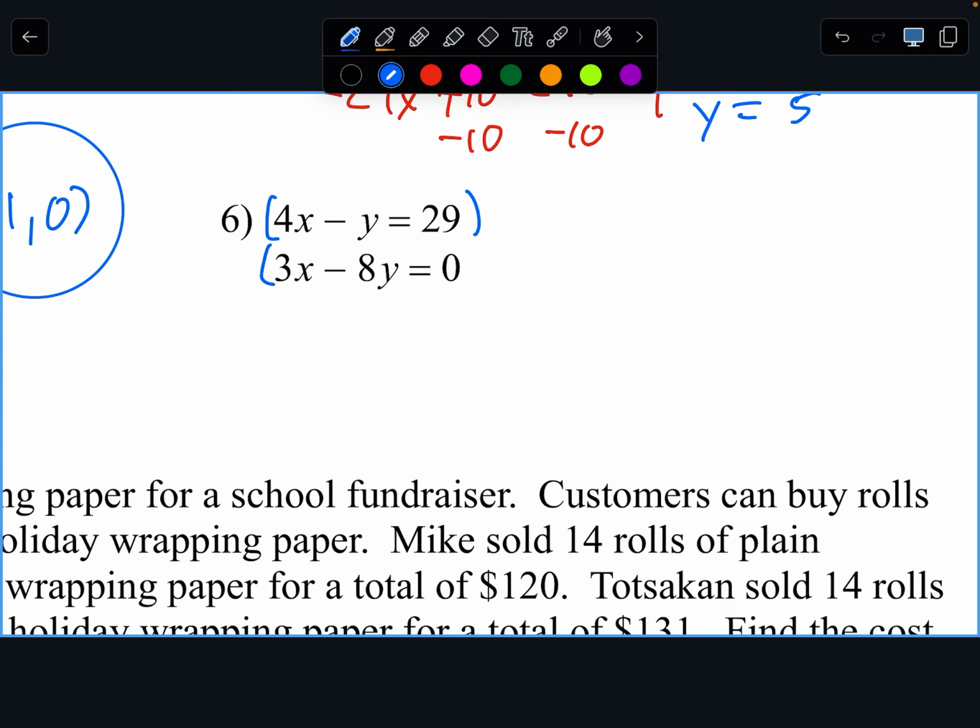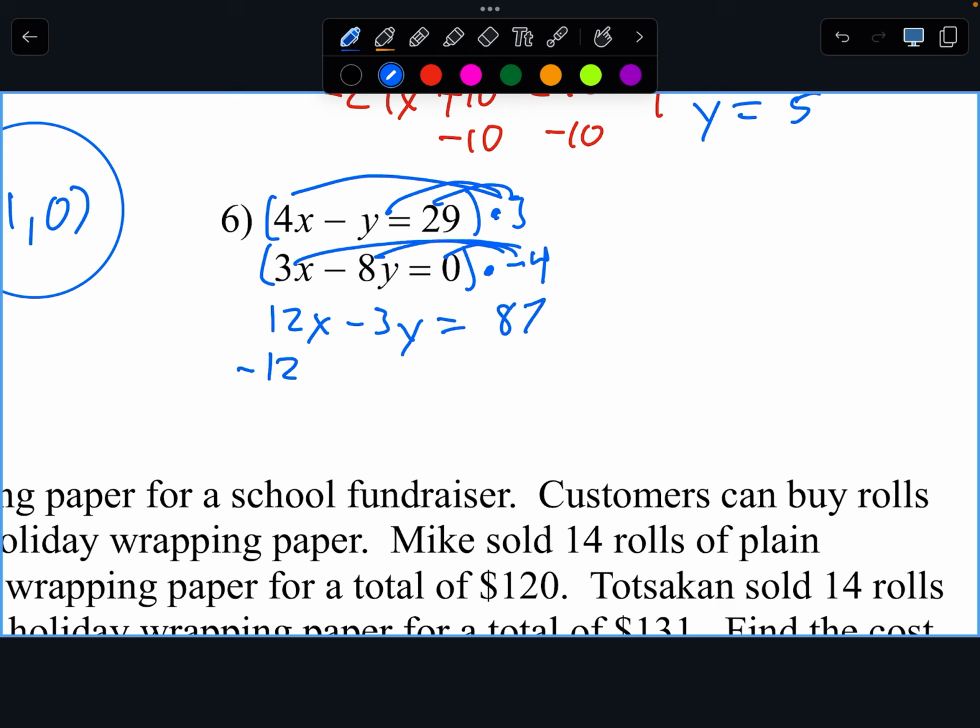If we're to match up the x's, what do we need to multiply that first equation by? 3, which means our second equation we multiply by negative 4. Why negative? Because we want an opposite. Matching opposite coefficients, exactly. So that negative makes it opposite. When we multiply the first equation by 3, we end up with 12x minus 3y equals 87. When we multiply the second equation by negative 4, we get negative 12x plus 32y equals 0.